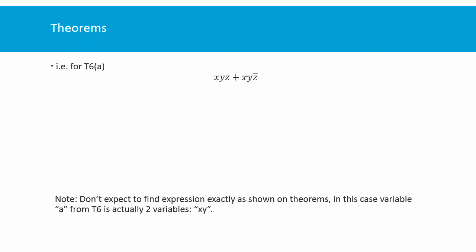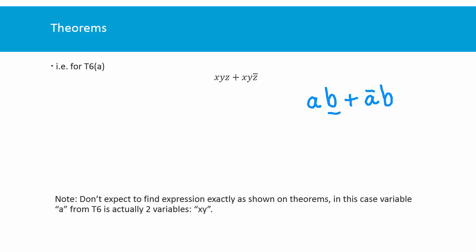So the lesson here is don't expect to find expressions exactly as shown in the theorems. In this case, variable A, if you remember theorem 6a, said A V or A inverted V. So don't expect to find A in this type of expression. I mean, well, in this case, actually, it was the V part.